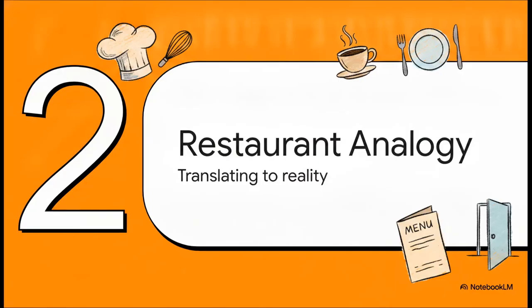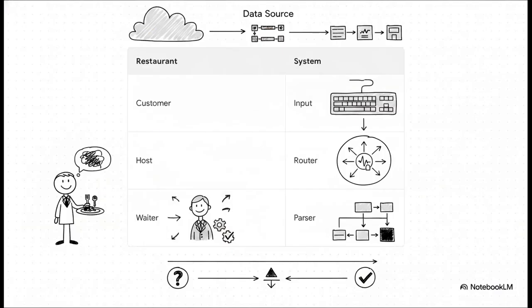Moving to section 2. Let's use a restaurant analogy to really lock this concept in. Picture walking into a busy restaurant. You are the customer, which maps directly to our raw input. Now, the very first person you meet is the host at the front door. This host, that's our router.